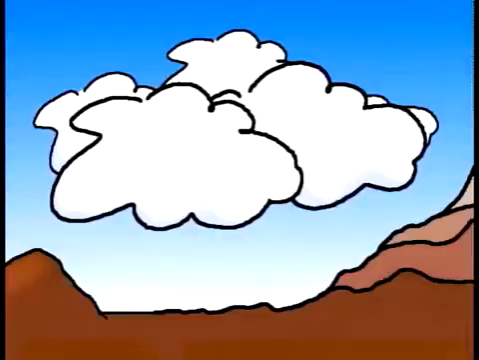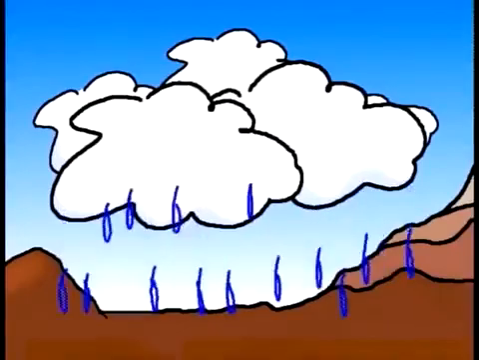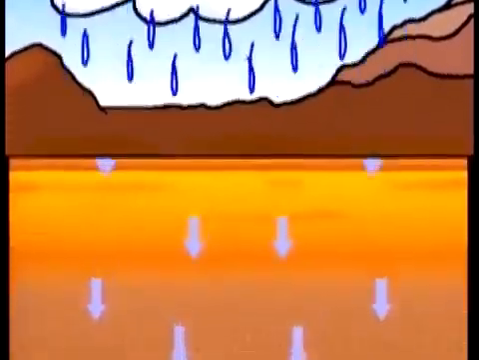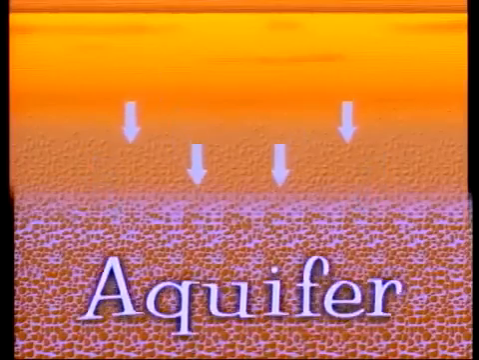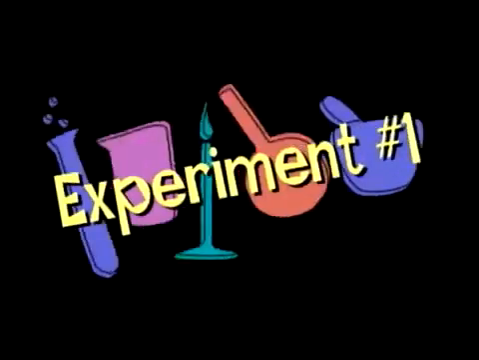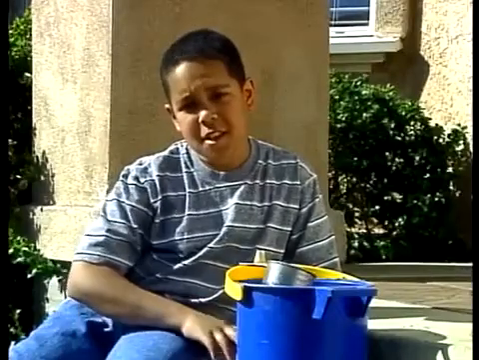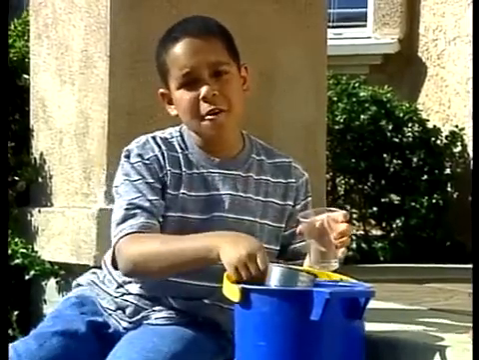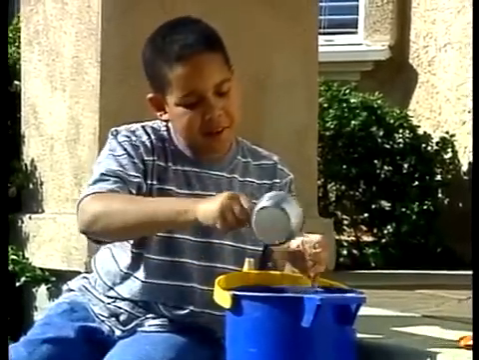Ocean waves crash. Some water even goes down, percolates, beneath the surface and accumulates underground. This is called an aquifer. Arrows point downward on a graphic of soil. Text, experiment number 1. Now here's something you can try to see how water is stored underground. First, get a cup. Now, fill it to the top with sand or gravel.